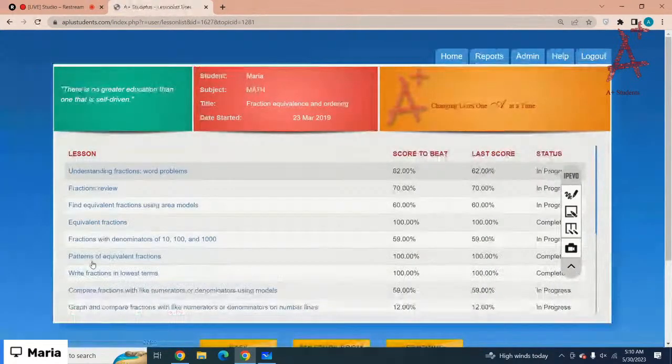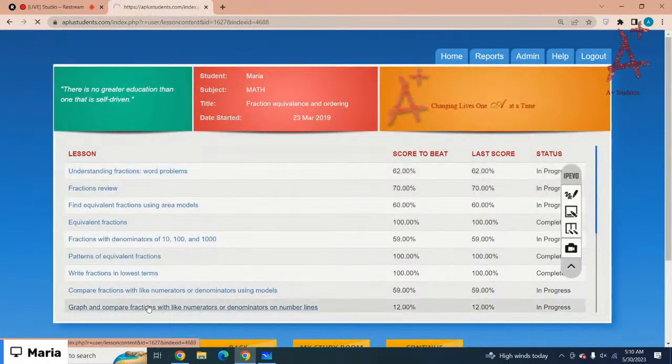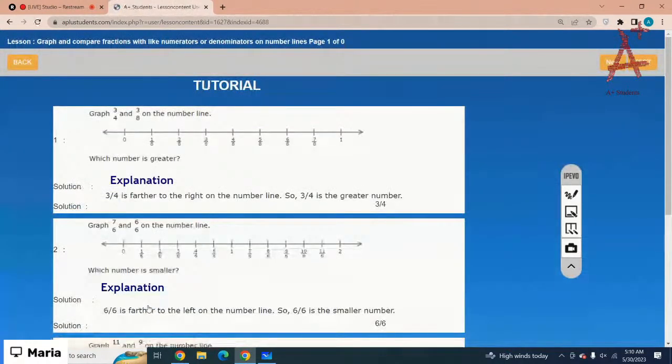Okay, the next lesson is graph and compare fractions with like numerators or denominators on a number line. You have to graph 3 by 4 and 3 by 8 on the number line. Which number is greater, then you have to see.